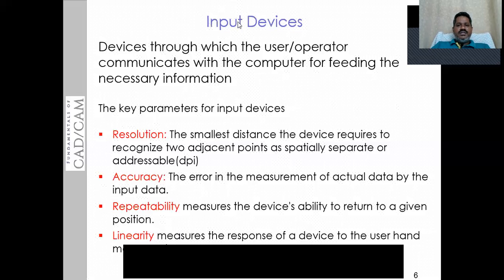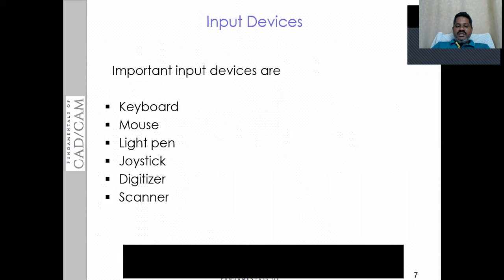So these are all the input devices used in the CAD CAM workstation. I mean, these are not the input devices. These are the qualities of the input devices, or the key parameters of the input devices used in the CAD system. It must have the proper resolution. It must have the proper accuracy. It must have the repeatability quality. It must have the linearity.